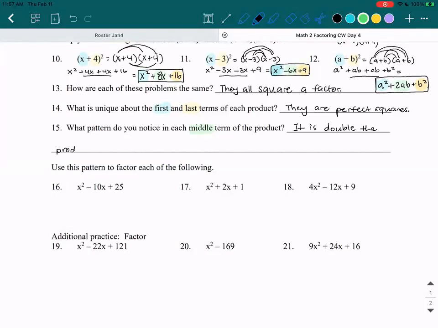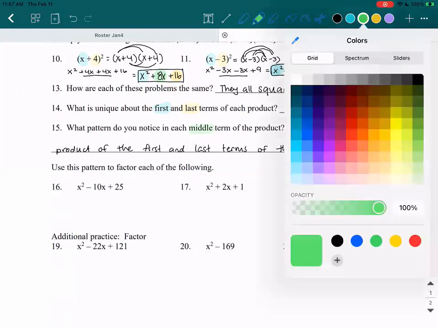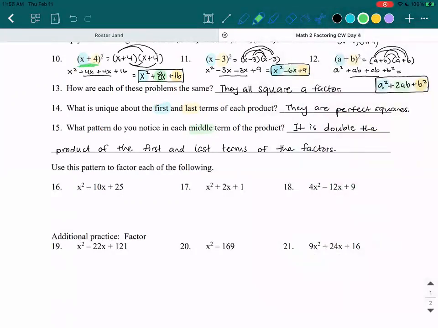Why is this not writing? Okay, product of the first and last terms of the factor. So what I mean by that is literally, you see this green number 8x in number 10? That's taking the x and the 4. Let me see, I guess I could underline it. That's taking the x and the 4, multiplying it together so that you get 4x, and then doubling that. So double of 4x gives us 8x.